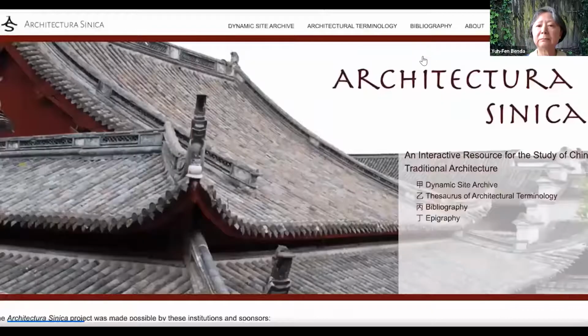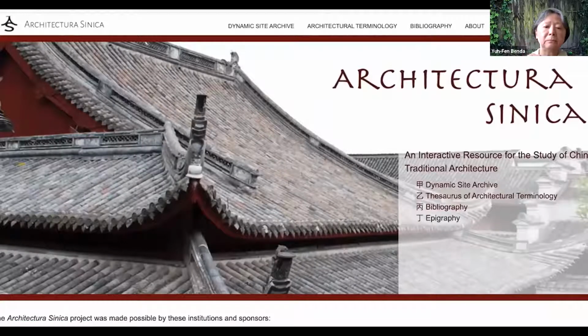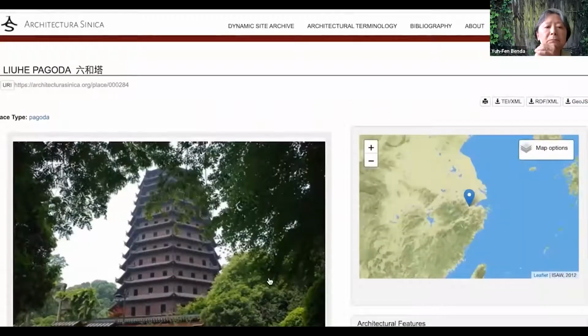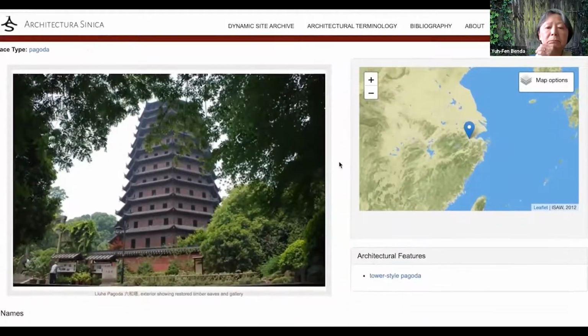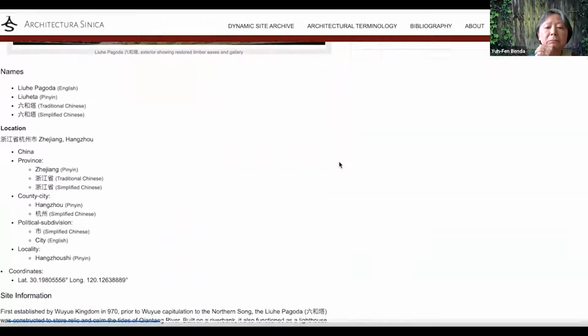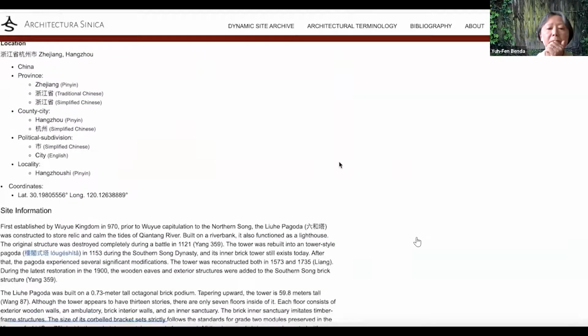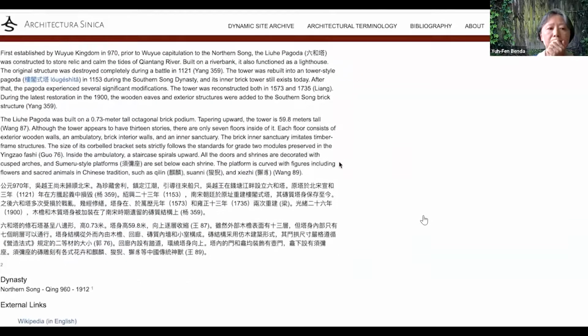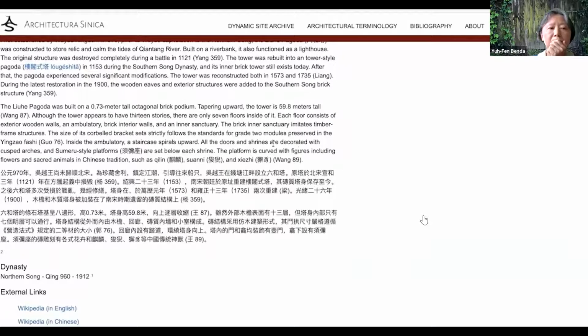I also conducted research about Liuhe Pagoda, a typical tower-style pagoda located in Hangzhou. It was originally established by the Wu Kingdom in 970 to store relics and calm the tide of the Qiantang River. The tower was destroyed during war and experienced several significant reconstructions and modifications. The tower is famous for its rich history and carved figures on a Sumeru-style platform. I created separate pages for the tower and its related term, tower-style pagoda.